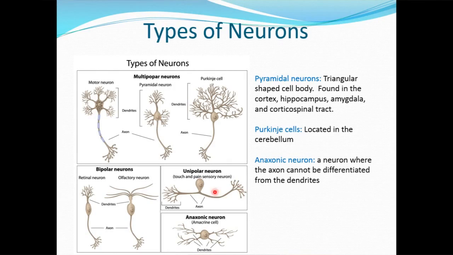And we all know that if we touch something, let's say it's something very hot, we feel that pain very quickly. And if you look at the structure of that neuron, that signal doesn't even have to go through the soma. It just keeps going. So the message can go through very quickly, and this is one of the reasons why we feel pain so quickly. And then we have an anaxonic neuron, where the axon cannot be differentiated from the dendrites. You can't really see the little axon.